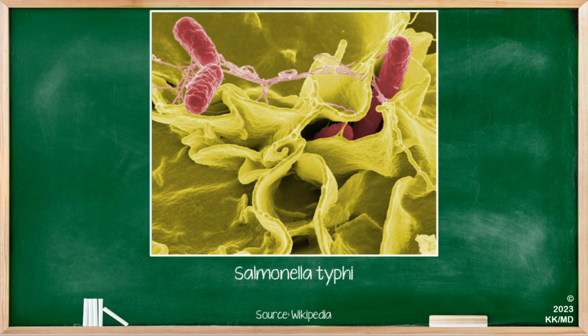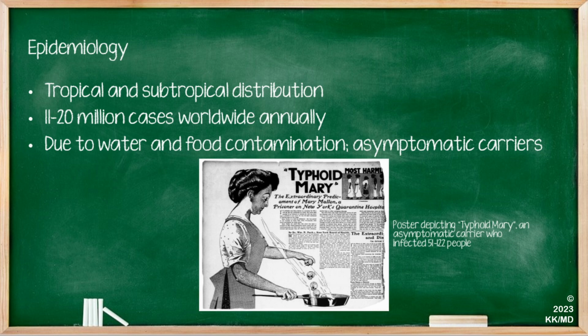the microscope. The epidemiology of Salmonella typhi is that it is particularly troublesome in tropical and subtropical distribution. It affects about 11 to 20 million cases globally annually, and it's due to water and food contamination as well as asymptomatic carriers. This is also a reference to Typhoid Mary, which is what this poster is depicting, who was an asymptomatic carrier who infected about 51 to 122 people at the time, and she was a cook.